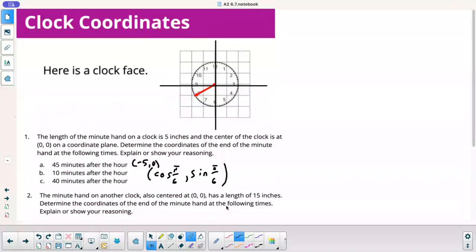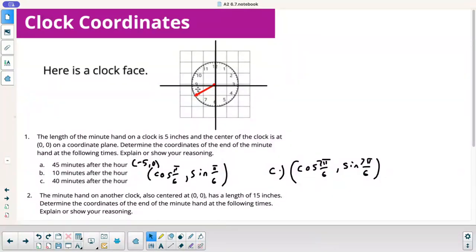So for C, I guess I'll come over here for C. You could say the x-coordinate is cosine of 7 pi over 6, comma, sine of 7 pi over 6. That would work because we have an extra pi over 6 that we go. So there's 6 of them and then an extra 1, so 7 pi over 6.